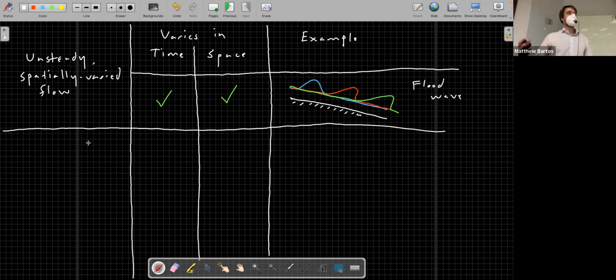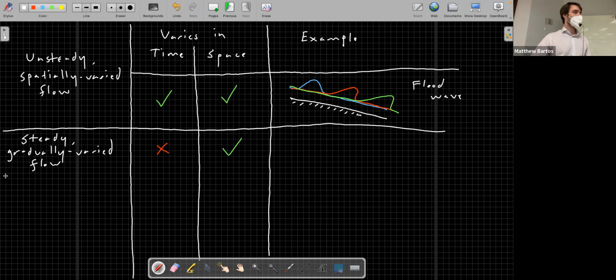Let's look at types of open channel flow that vary in space, but not in time. The first kind that you probably looked at in hydraulics is gradually varied flow. I'll be explicit here: steady, gradually varied flow. As I said, this will vary in space, but not in time.